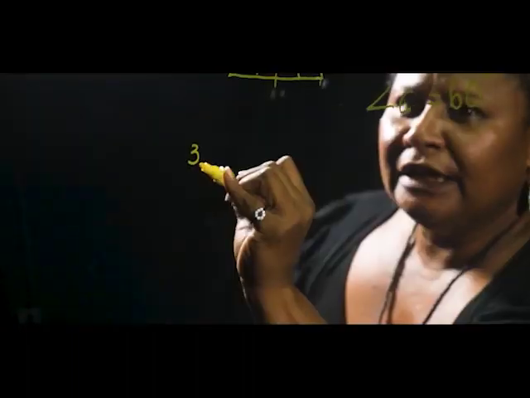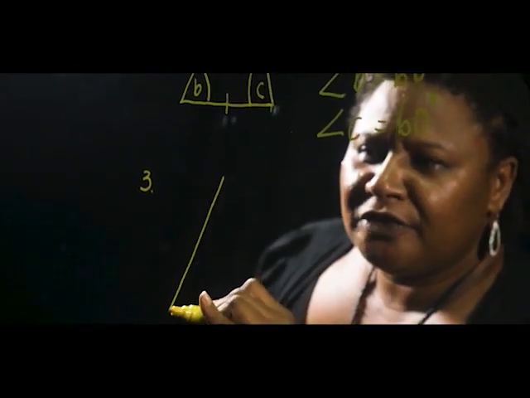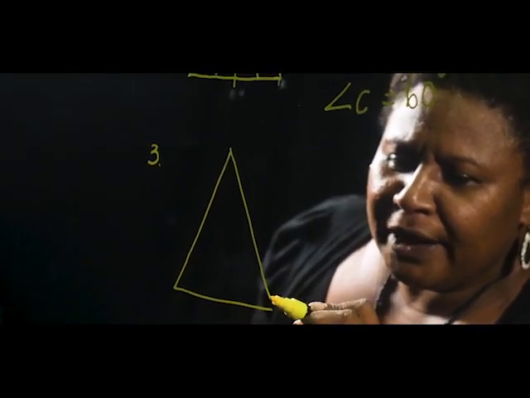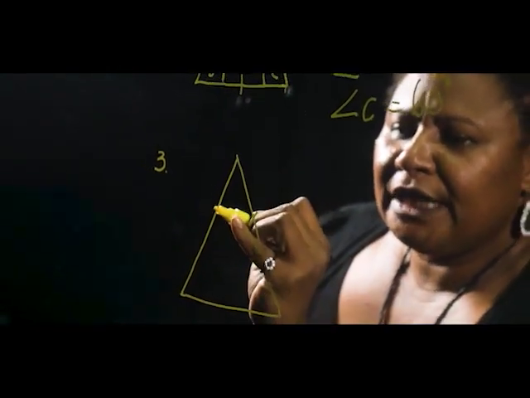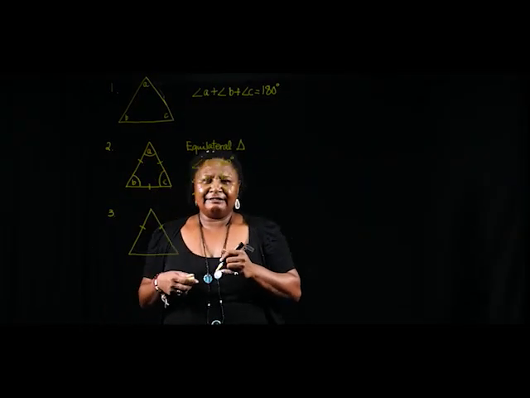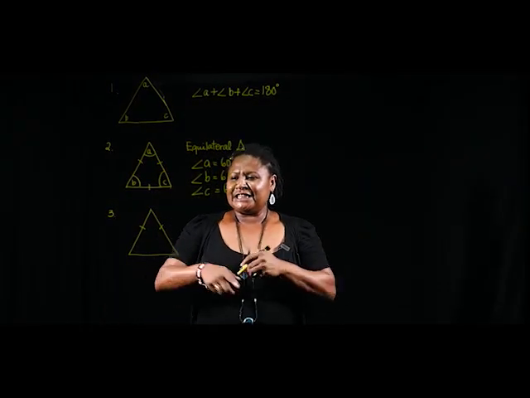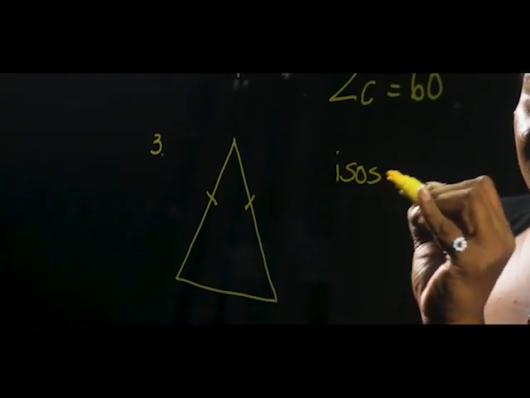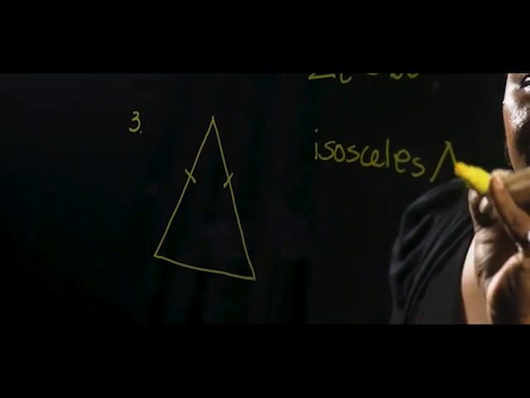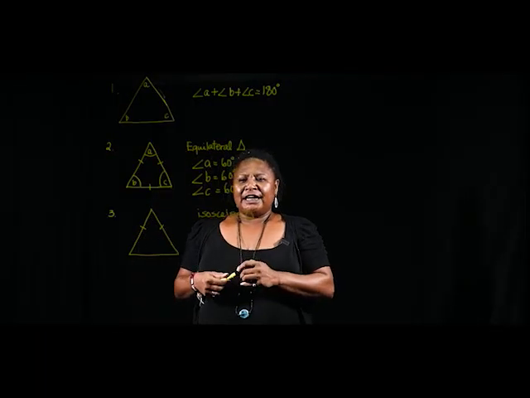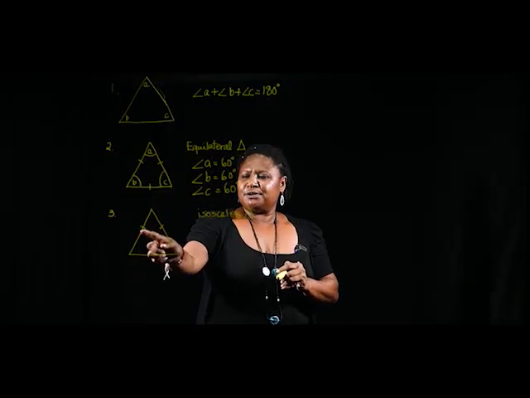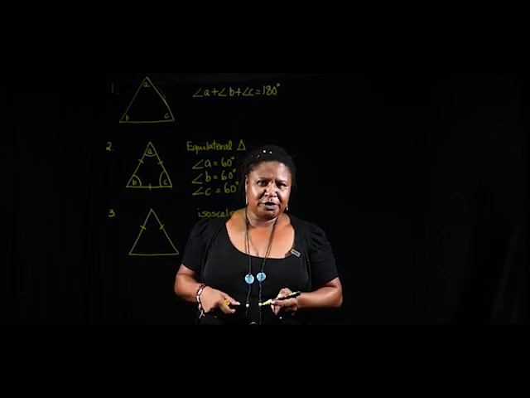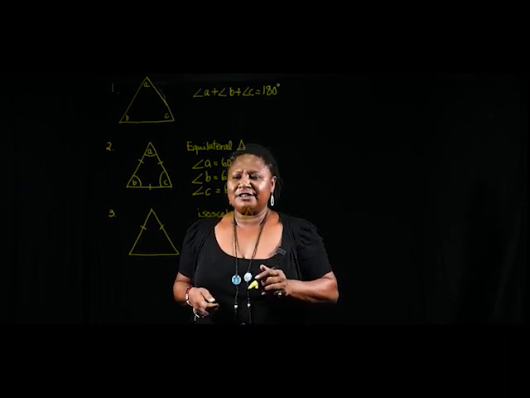Now, property number 3. Again, we're looking at one of the triangles we've seen already. Now, let's see if you remember. One stroke here, another stroke there. Okay? Now, what type of triangle is this? This is the isosceles triangle. Isosceles triangle. Now, in an isosceles triangle, there are two equal sides. If there are two equal sides, then we will also have two equal angles, all right?